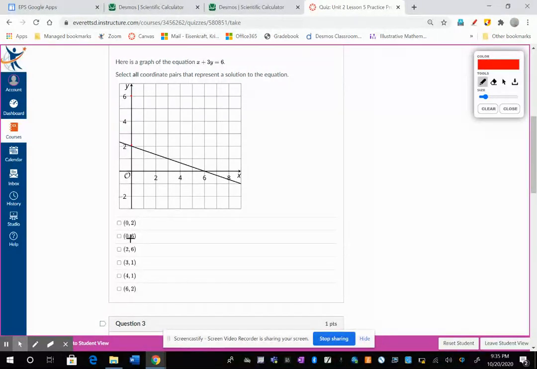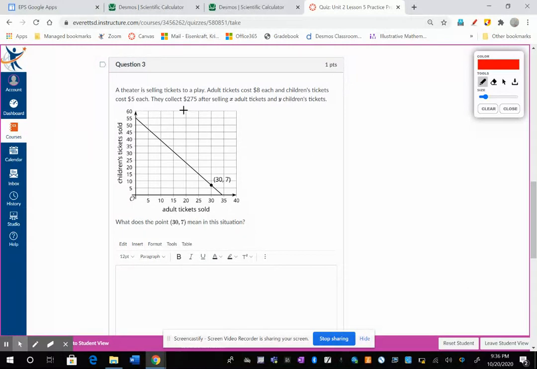So it's your X value, then your Y value. 2, 6. Nope. So far this was good. 3, 1. Boom, that's a good one. 4, 1. Nope. 6, 2. 6 over, 2 up. Nope. All right. I think we got that one right. Yep. Okay, let's keep going.